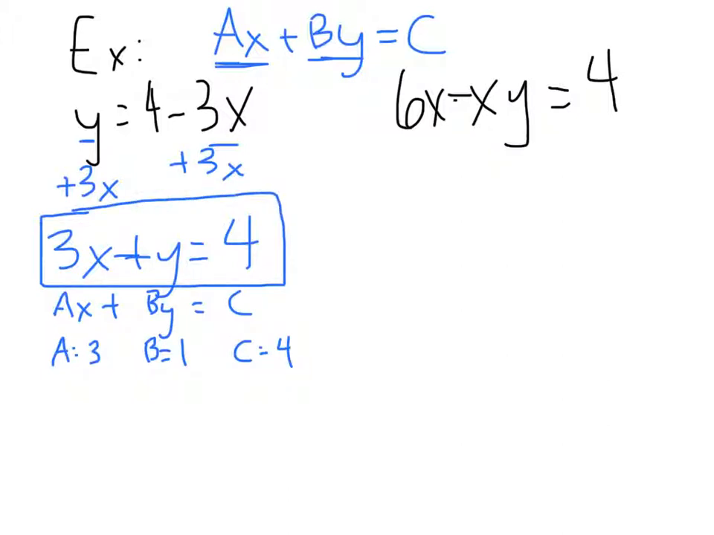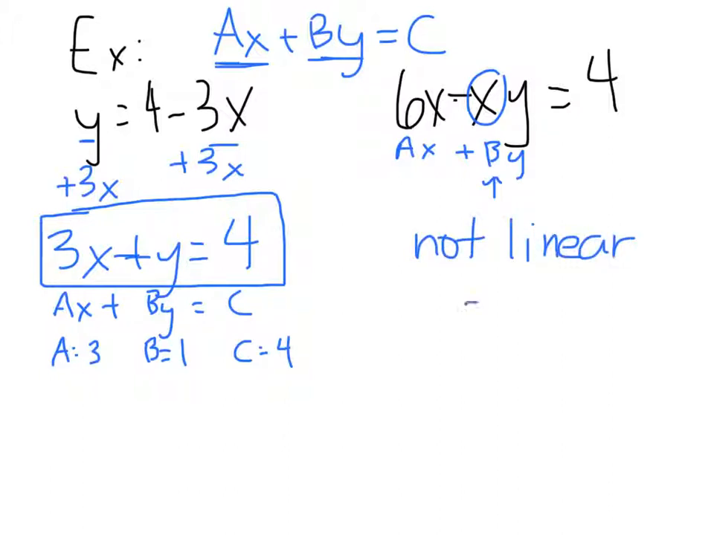So we have 6x minus xy equals 4. I look at that and I say, okay, I'm going to get it in standard form. So I have my term like ax, and then plus by. Well, b needs to be a number. It can't be x. And so this is not a linear equation, because we cannot get it into standard form.